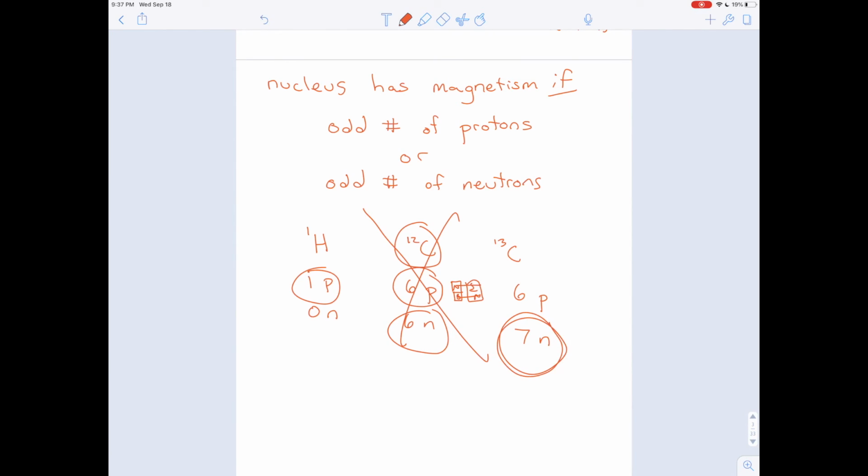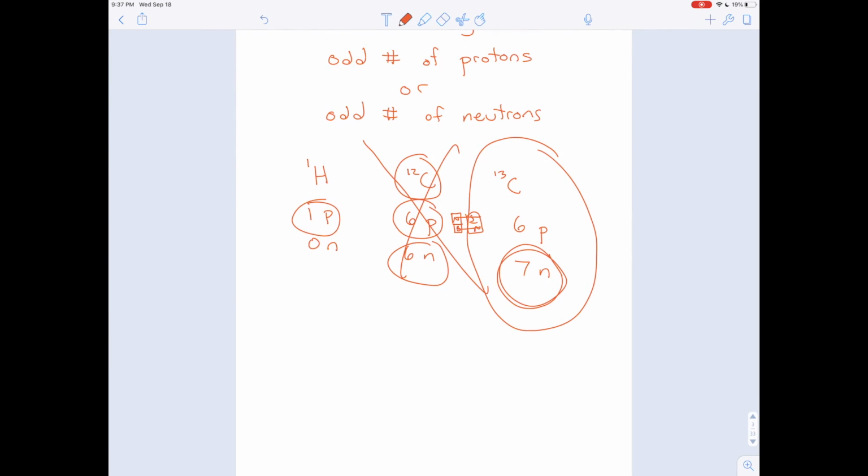In carbon-13, 6 protons, that's what makes it carbon, but 7 neutrons. Notice we have an odd number of neutrons. That means that we will have magnetism. And so we would be able to see carbon-13. And just for the sake of comparison, you could use, for example, fluorine-35. That has an odd atomic mass. That means you have either an odd number of protons or an odd number of neutrons.